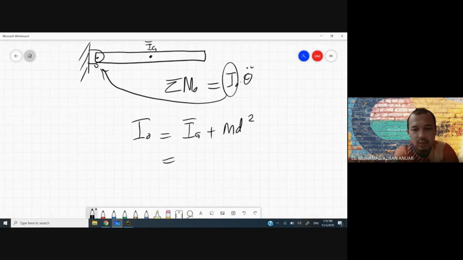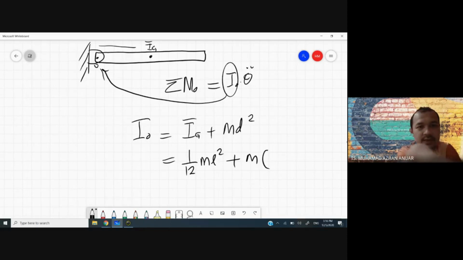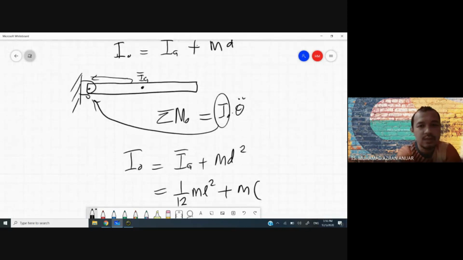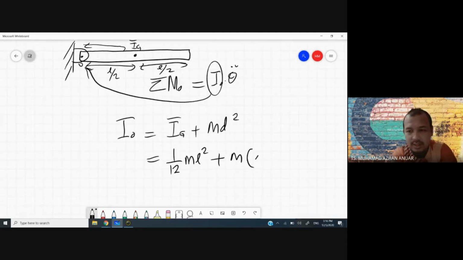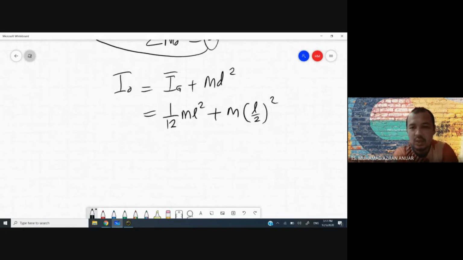What is IG for the bar or the beam? It is basically given in the formula. It's not given to you in the final exam, but you need to know it by now because you have learned it before. That is 1/12 mL squared plus m multiplied by the distance from here to here, which is L/2, squared. When we solve this, you get L squared over 4, so 1/12 plus 1/4 gives 1/3 mL squared.